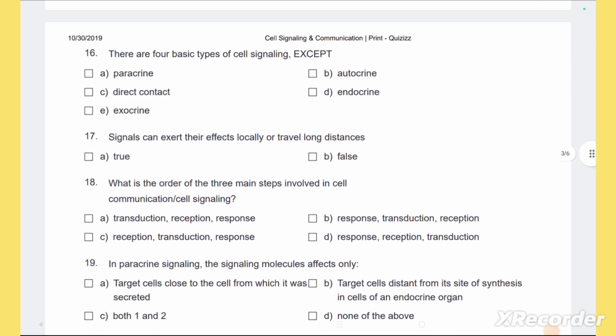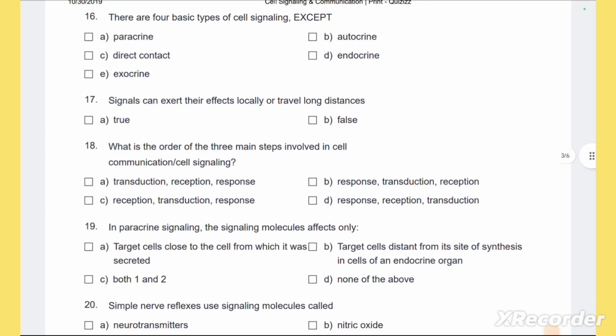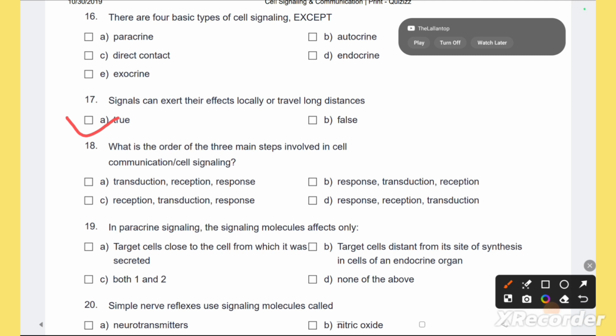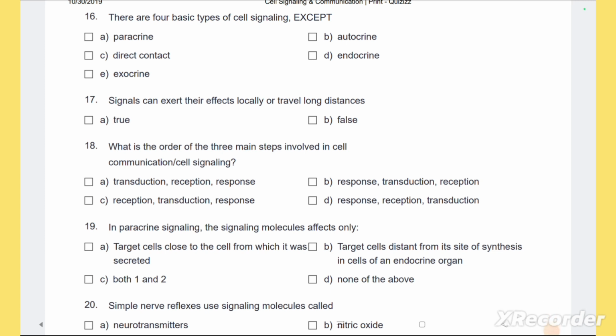Question number 17. Signals can exert their effect locally or travel long distances. Yes. So they are simply asking true or false. So yes, it's true. Next, what is the order of the three main steps involved in cell communication and signaling? They are asking what is actually the order or sequence of cell communication.